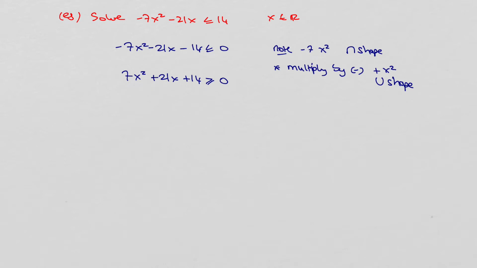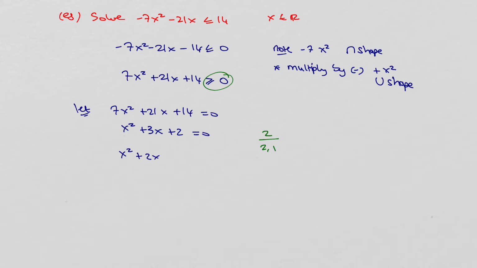So now what we see is it's going to be greater than or equal to 0 when looking at the graph. So we're going to solve to find where the graph cuts the x-axis. So I'm going to let it equal 0 just for the sake of solving our quadratic. I can also divide across here by 7. So therefore that's going to become x squared plus 3x plus 2 is equal to 0. Well, what multiplies to give us 2 and adds to give us 3? Well, it must be 2 and 1. So that becomes x squared plus 2x plus x plus 2 equals 0.